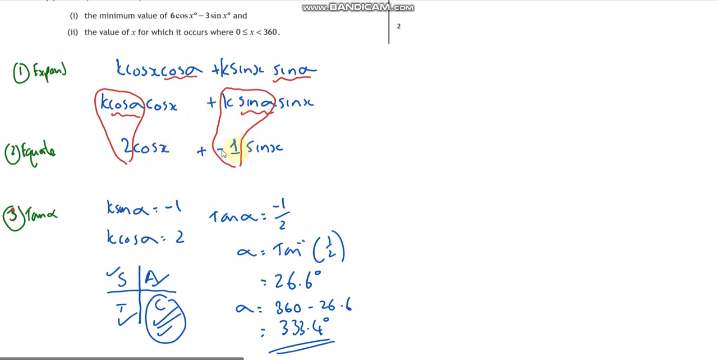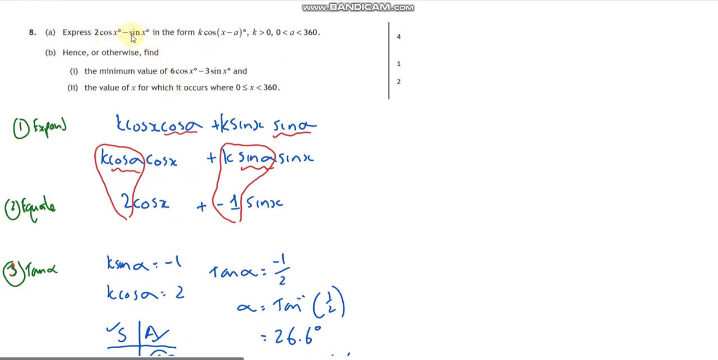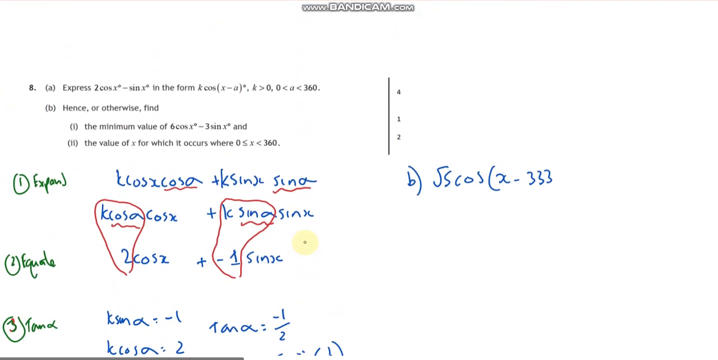Okay. I've still kept the integrity of this function. That is still a negative, isn't it? I've not changed that. So now we're going to find the maximum value of 6 cos x negative 3 sin x. For part B, I would just start off by saying that our wave function, root 5 cos x take away 333.4, did I say? Yep. So our wave function is equal to 2 cos x take away sin x. We just rewrote this in this form.